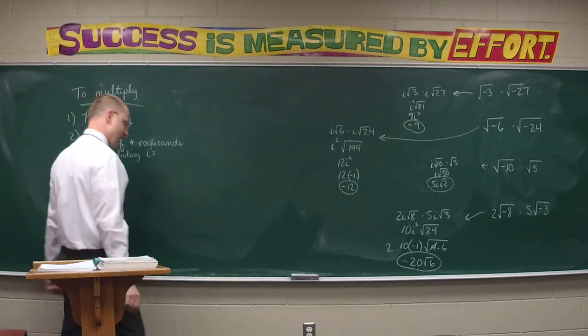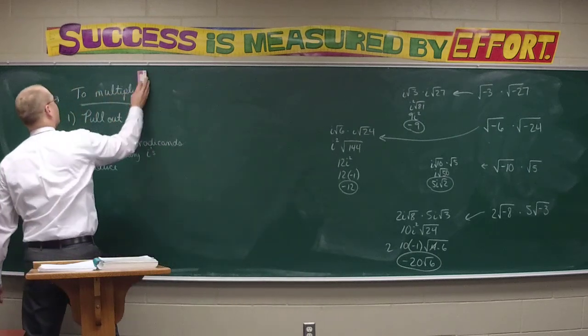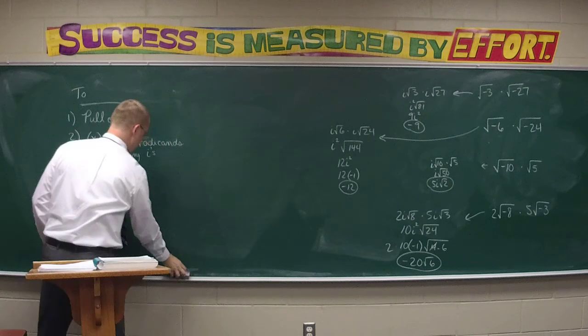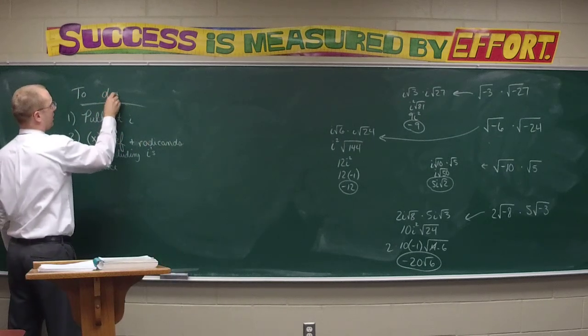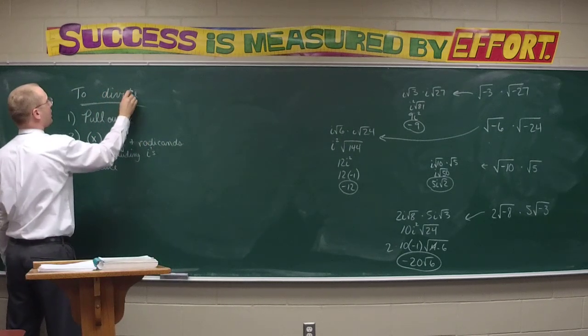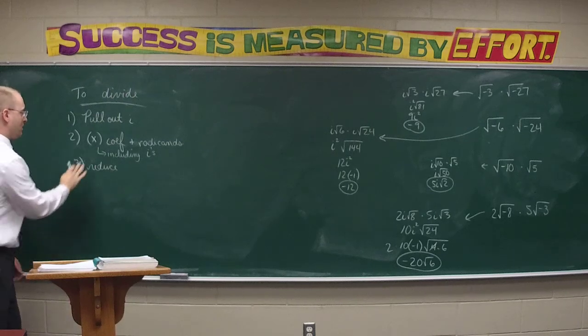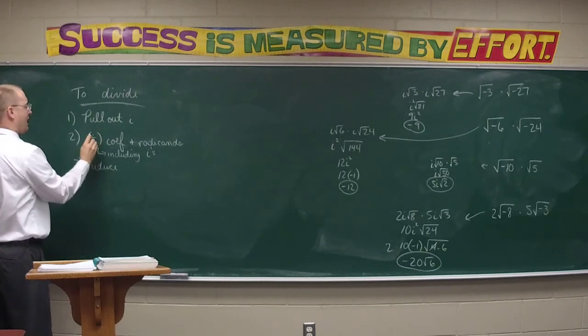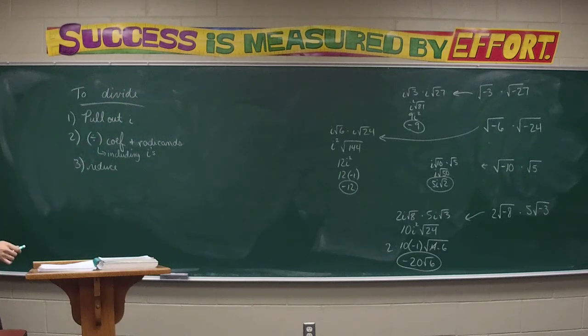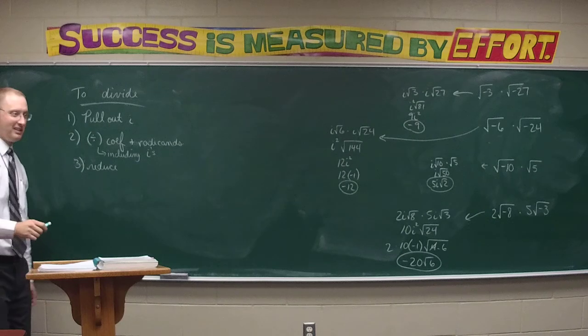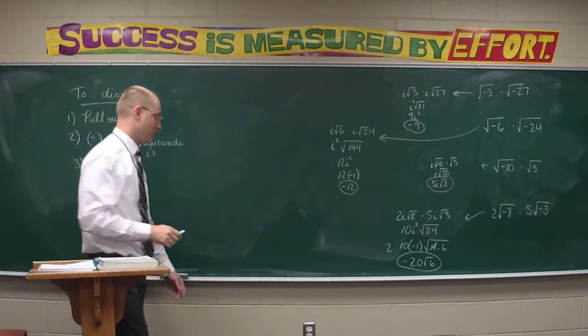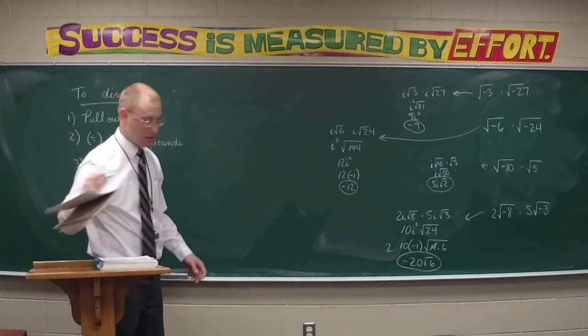Next thing in your notes, to divide imaginary numbers. Pull out your i, divide the coefficients and radicands including i's, and reduce. Or you could just say ditto with everything we were just doing. We're just going to divide now. Otherwise, pretty much the same thing.